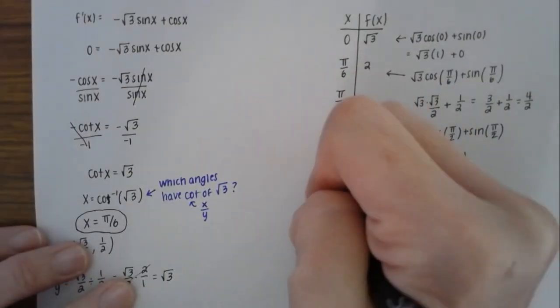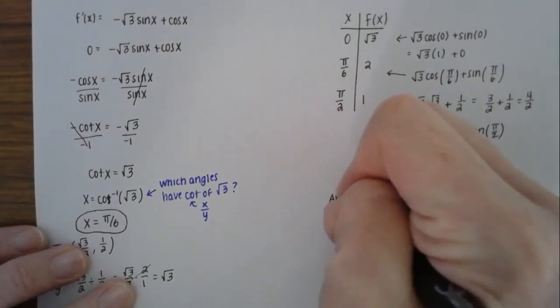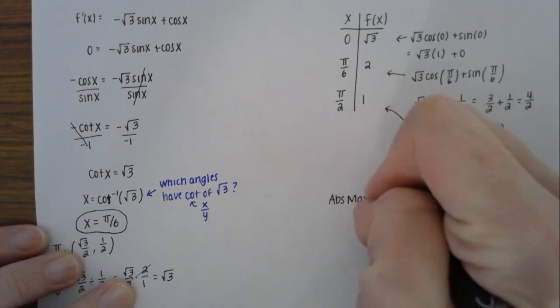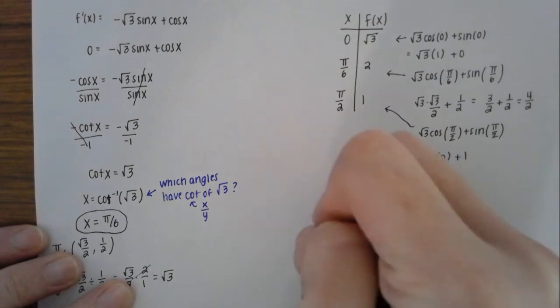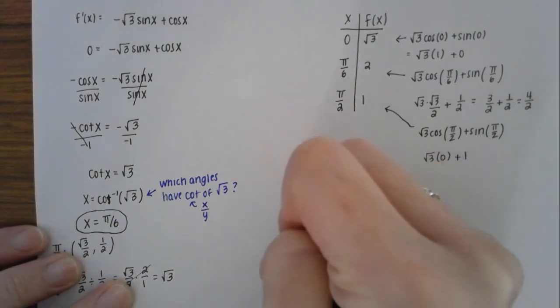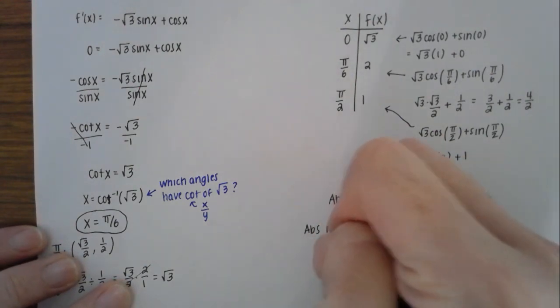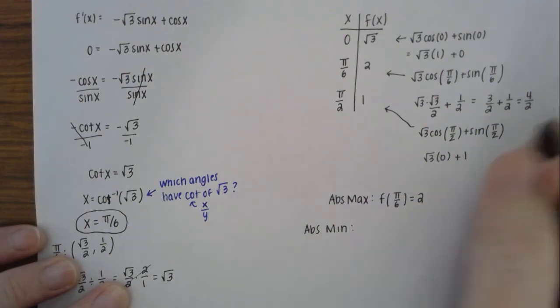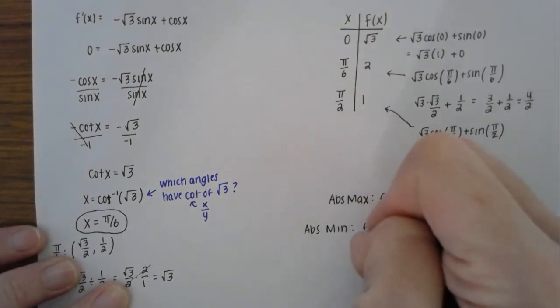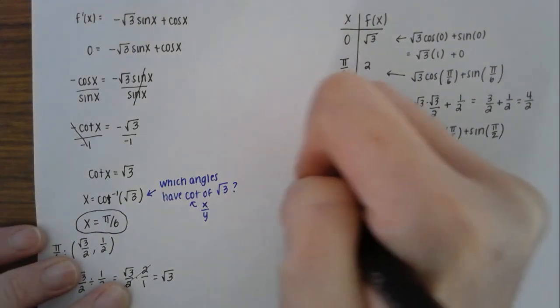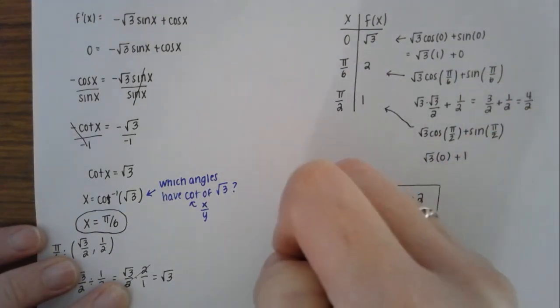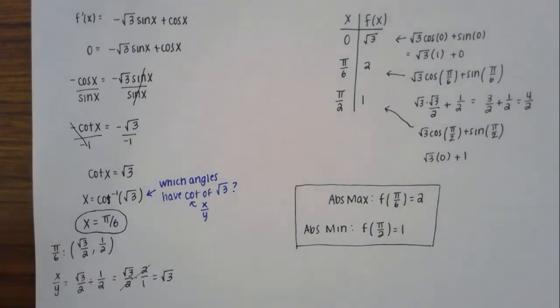So that means that my absolute max here is going to be f of pi over 6 is equal to 2. Looks like my absolute min is going to be at pi over 2. So f of pi over 2 is equal to 1. And those are my absolute maximums and minimums.